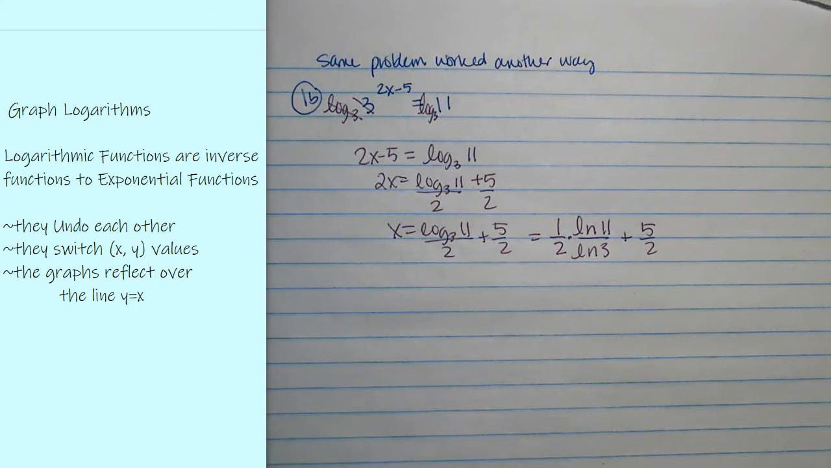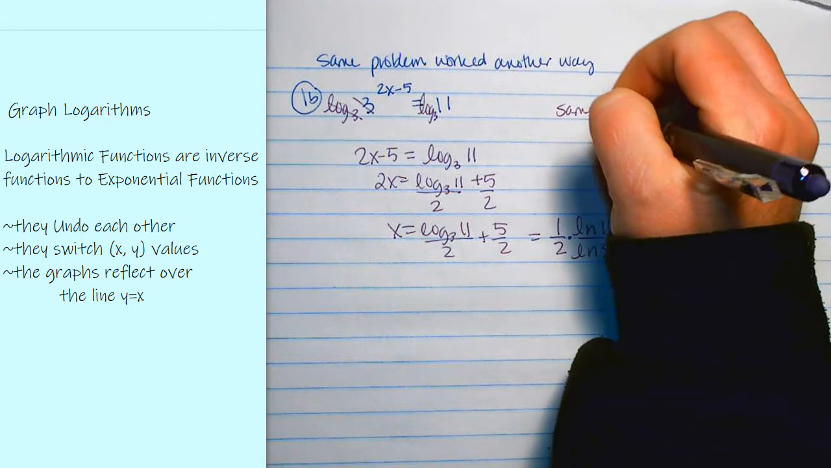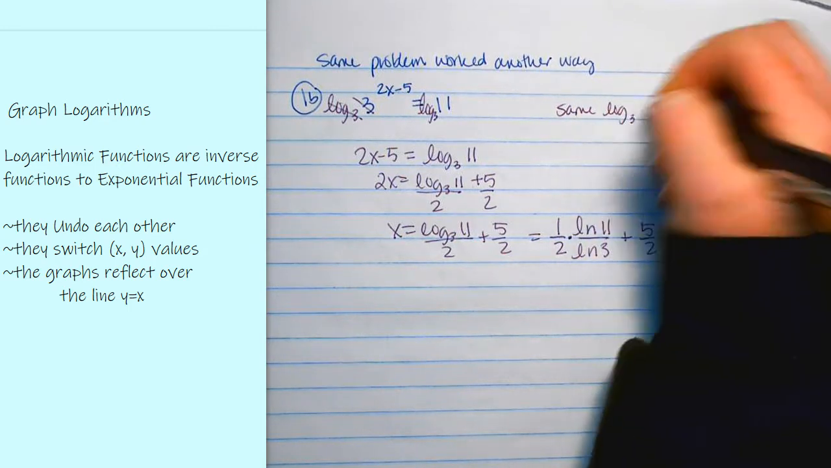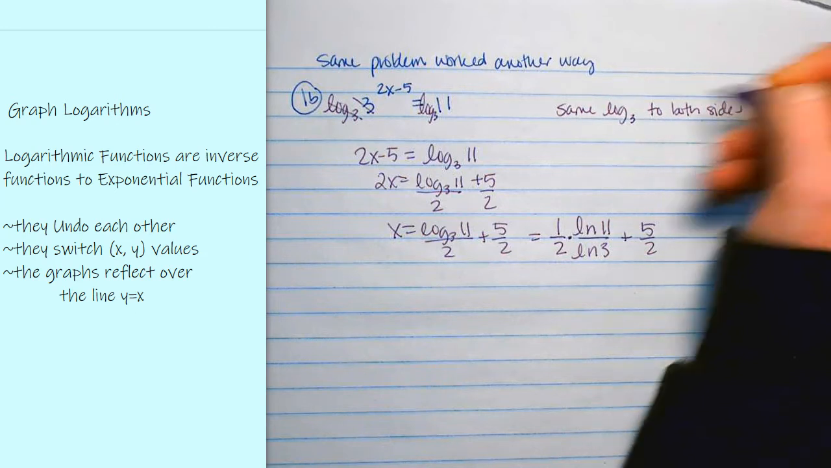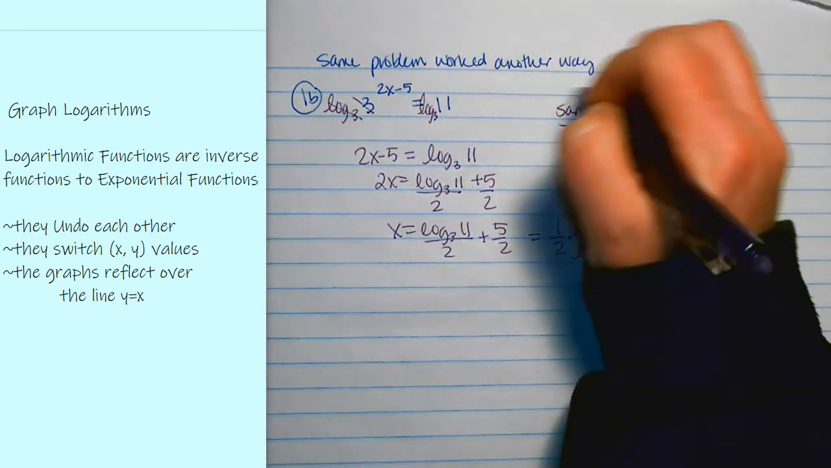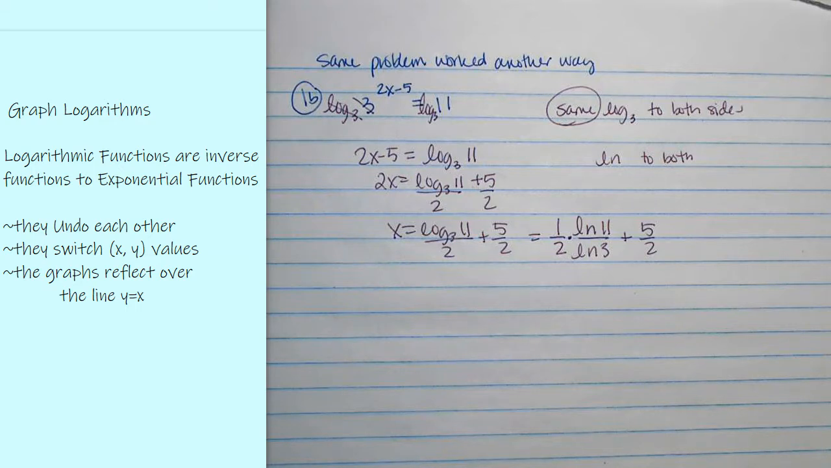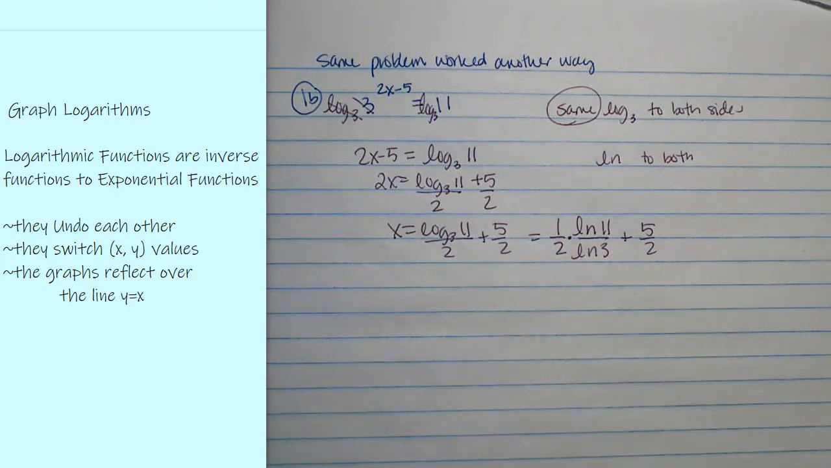So it's up to you, as long as you take the same log to both sides. You can do the same base 3 to both sides. In the first example, I chose the natural log to both sides. As long as it's the same one to both sides, you can solve the equation that way. I suggest sometimes it's easier to keep the exact answer until the very end so that you don't have long decimals that you're trying to simplify if you're doing a calculator approximation.